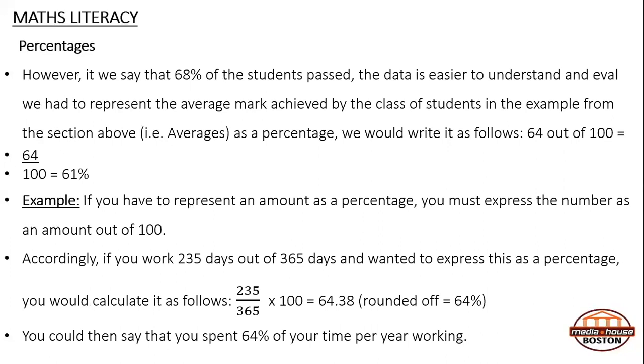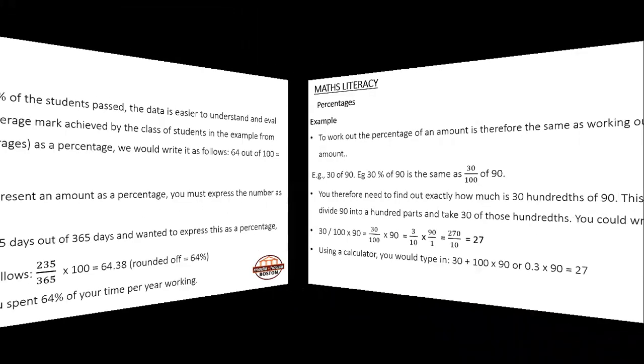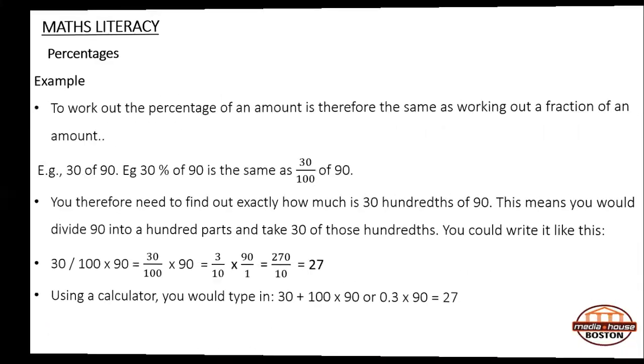Okay. For example, if we say 68% of the students passed, the data is easier to understand and evaluate than if we don't. We have to represent the average mark achieved by a class of students in this form. For example, if you have to represent an amount as a percent, you must express the number as an amount of 100. That's how we work with averages and percentages.